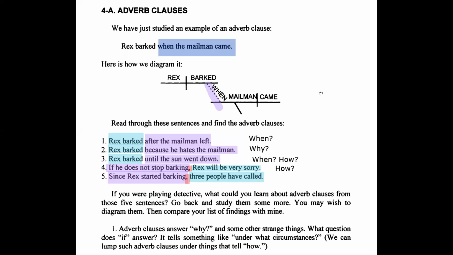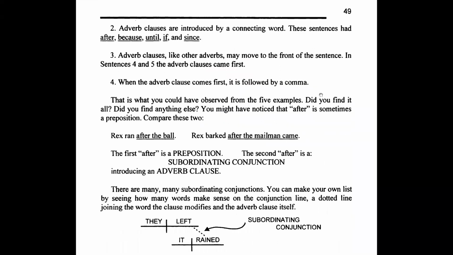Okay, so let's scroll down. 2, adverb clauses are introduced by a connecting word. These sentences had after, because, until, if, and since. These connecting words are subordinating conjunctions. If you see a subordinating conjunction, you have an adverb clause.